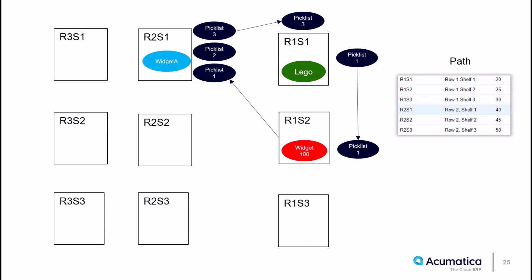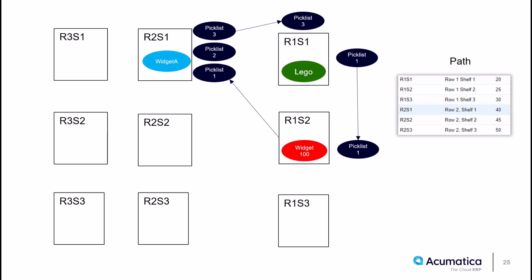I have 3 items to pick on this pick list, so it'll send me to the next highest path number, which is in R1S2, where I'll pick that widget 100 item in red. I'll then walk over to R2S1, which has a path number of 40, the highest path number in my example. I'll pick the widget A from the first pick list. I then am guided to pick the second pick list that has just that widget A item.